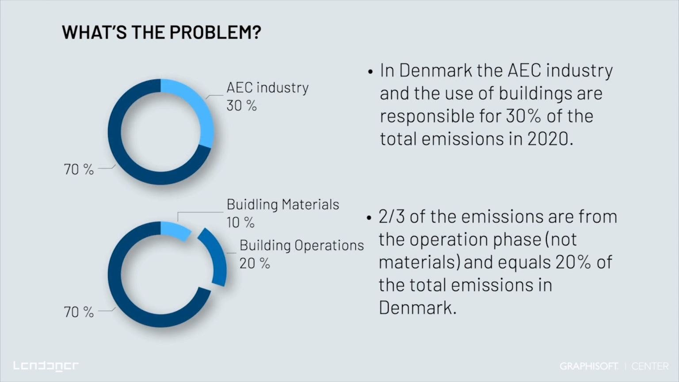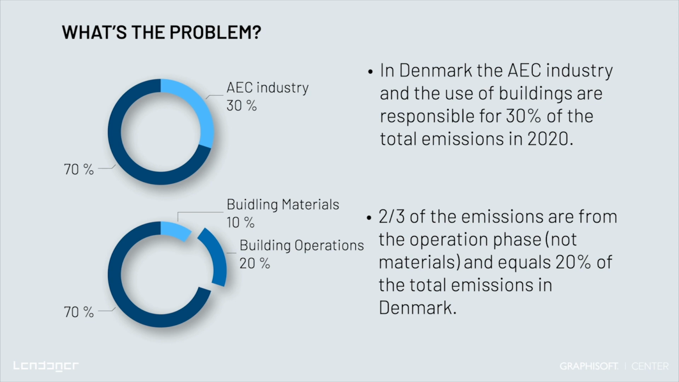If you look in Denmark specifically, 30% of the CO2 emissions are from the AEC industry. 1/3 of that is from materials used, and 2/3 are from the energy used for operations. So that's heating, cooling, ventilation, and electricity.